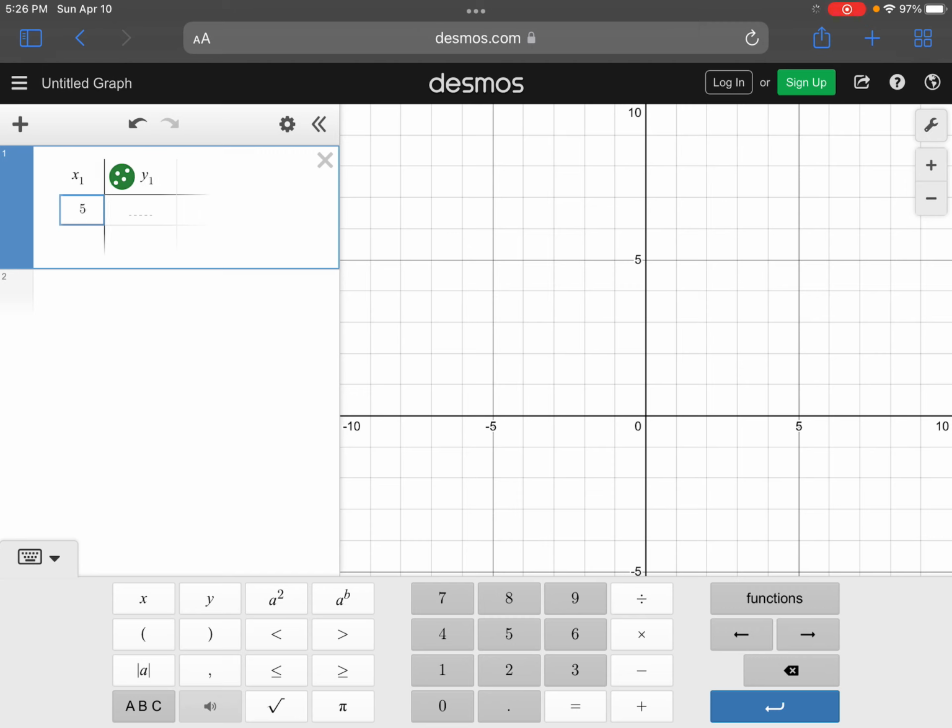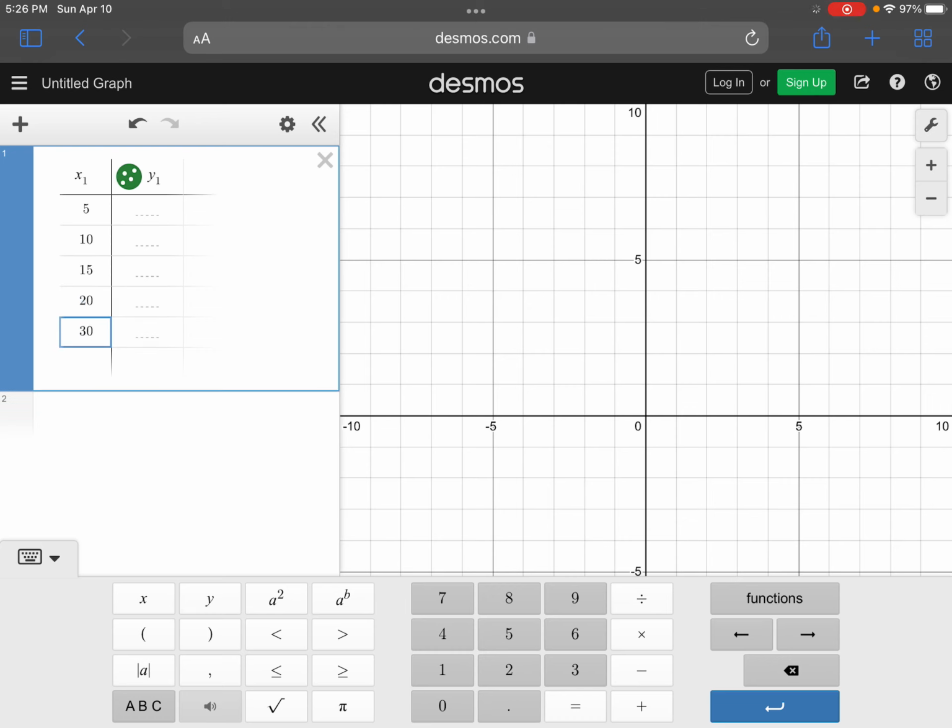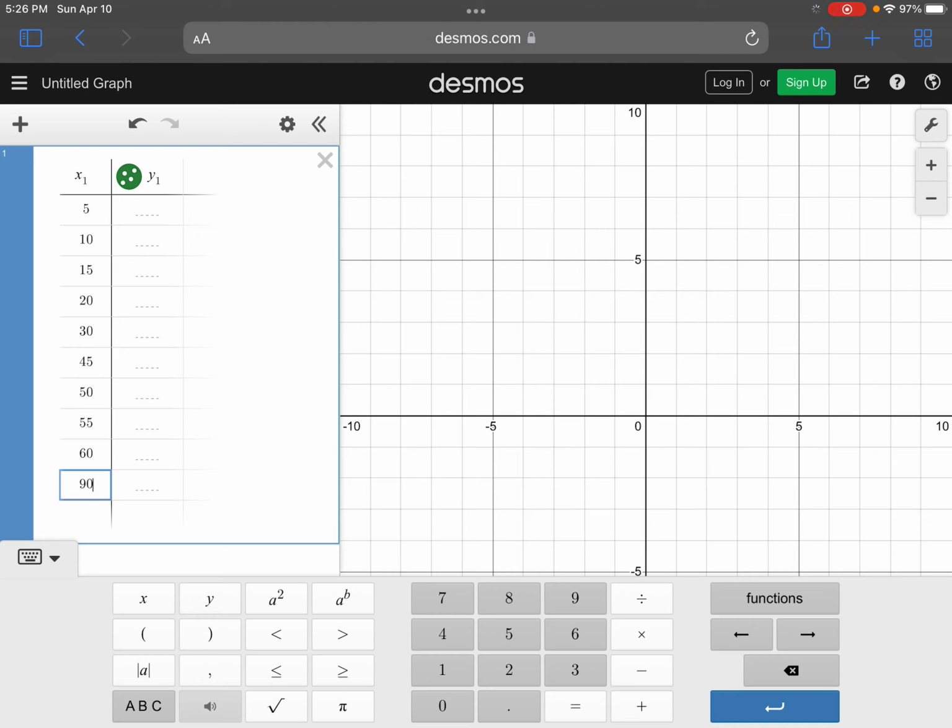So my x values, I'm going to do all my x's first. So I have 5, 10, 15, 20, 30, 45, 50, 55, and 60, and 90.